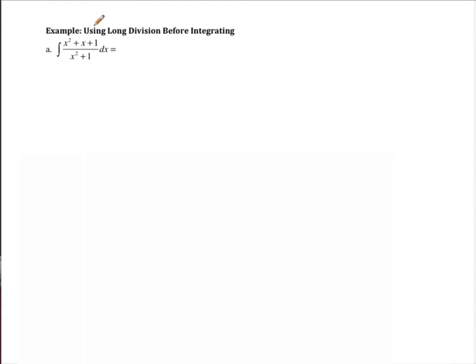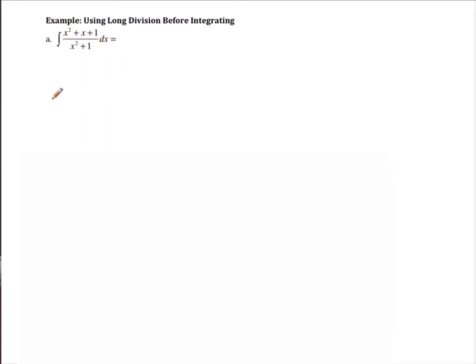Next, we want to do an example where we need to use long division before integrating. So here, if we look at the u and du, if we let the bottom just be u, the du would be 2x. And you see we have an extra x squared here, so it's going to be a little weird. So a lot of times we want to actually try to divide this before we integrate. Okay, so let's use long division here.